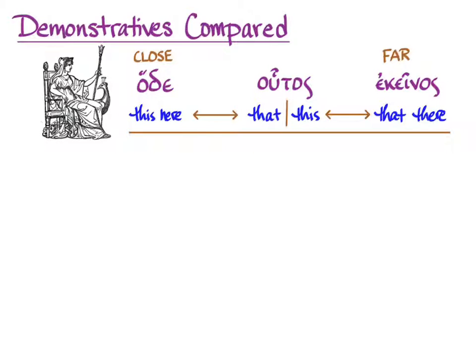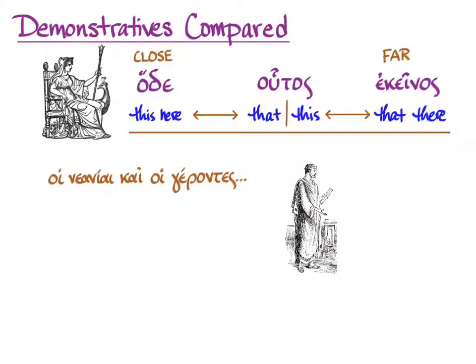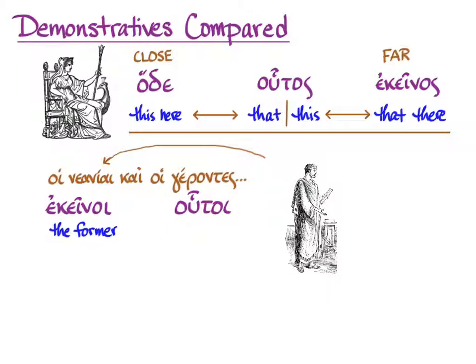So these words are going to be used sometimes in formal writing and speeches. So let's get our ancient speaker here, and say he's talking about hoi neaniai kai hoi gerontes. And he goes on to talk a little bit. And then he wants to talk about the former, the neaniai. He's going to say ekeinoi to mean the former, because from his perspective where he is in the speech, the neaniai are farther away. And then if he wants to go on and talk about the latter, hoi gerontes, he's going to say houtoi, because those are closer to him in the speech from where he is now.